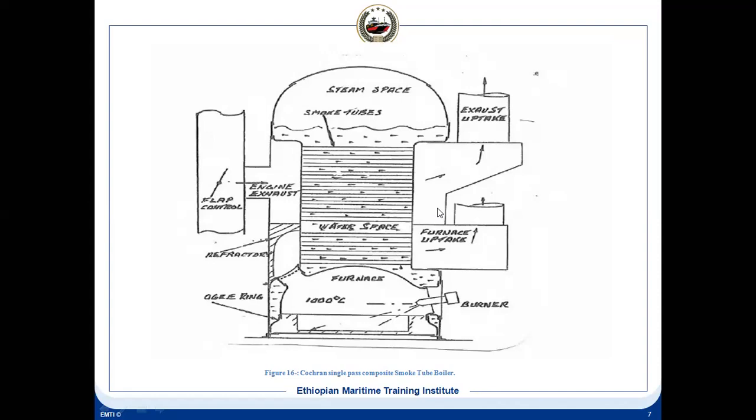Depending on the amount of steam required when the vessel is out at sea, that amount of main engine exhaust is sent into the smoke tube, and then it passes through a greater number of smoke tubes because the temperature of the main engine exhaust is not as high as the temperature of the flue gas in the furnace. Then it goes up to the exhaust uptake and then to the funnel.